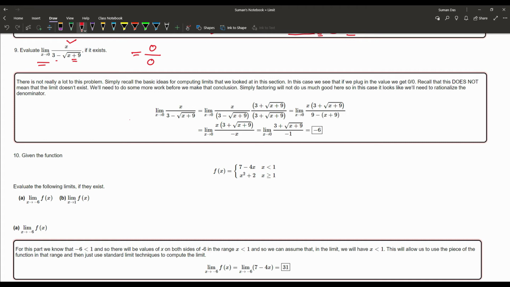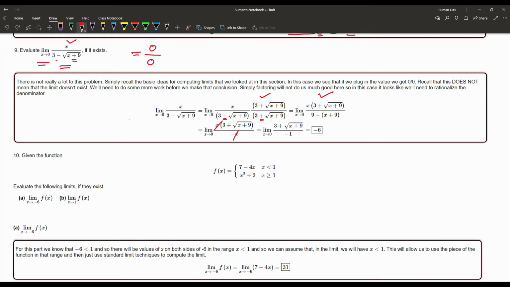In that case the square root is present in the denominator part, so as there is the minus sign, we are using the plus in the denominator, and also once again we have to multiply it in the numerator part also. So after multiplication we are getting the function as x into 3 plus square root of x plus 9 and 9 minus x plus 9. So we are getting the denominator as minus x. So we can cancel the x from here.